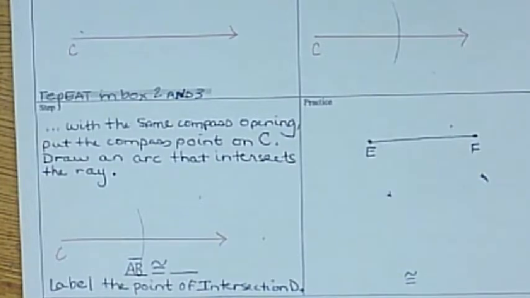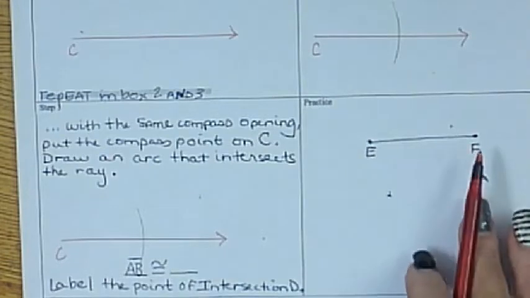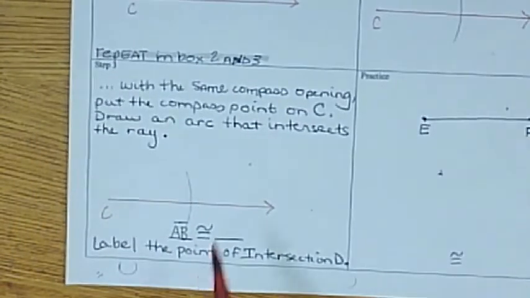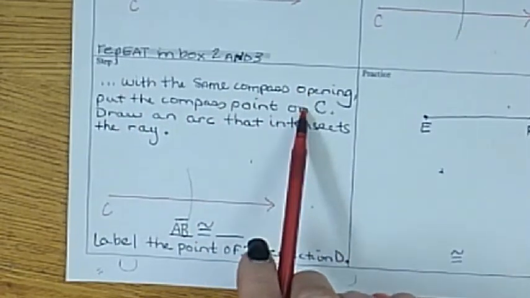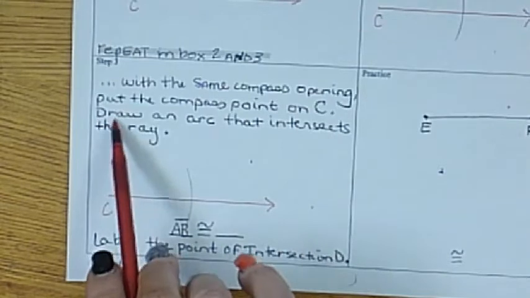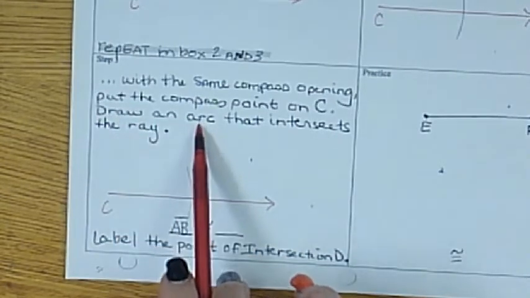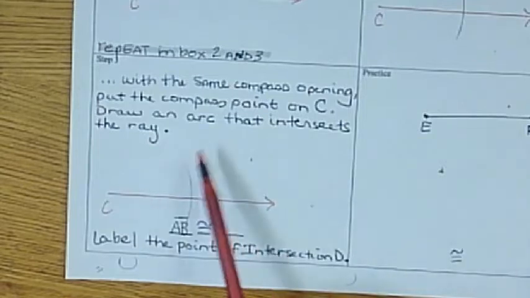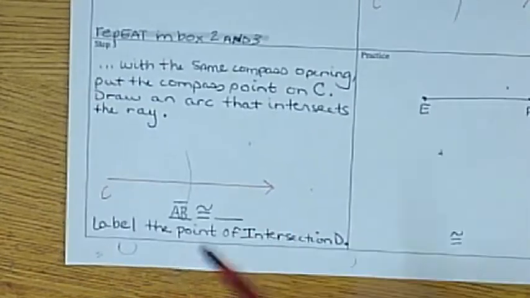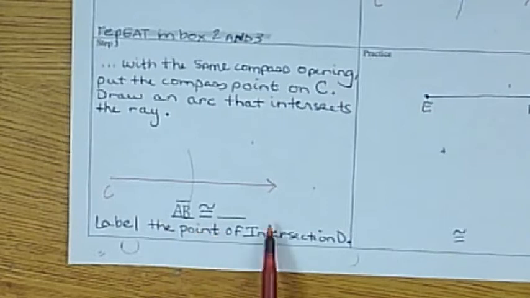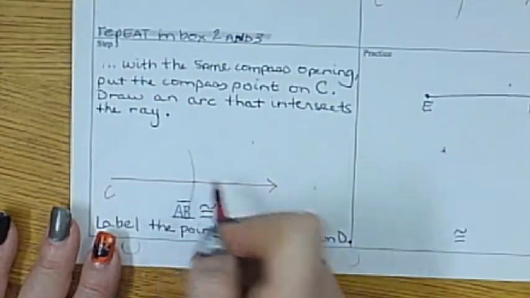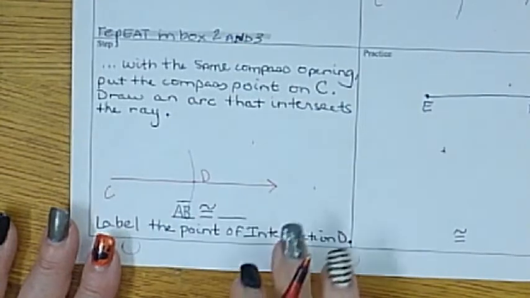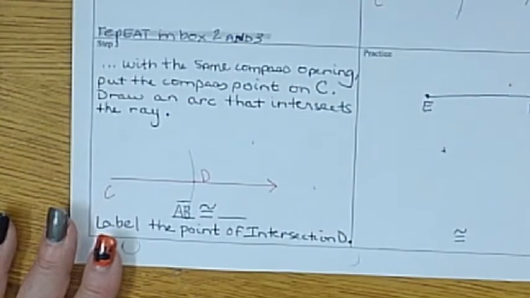Okay, we're good? Okay, so now in box 3, it says with the same compass opening, now we put the compass point on C, which we just practiced in box 2. It says draw an arc, and anytime I refer to an arc, that's what it's talking about, the curved line the compass makes that intersects the ray. And then down at the bottom, we're going to label that point of intersection as D. So where the arc intersected the ray, we're going to label it as point D.